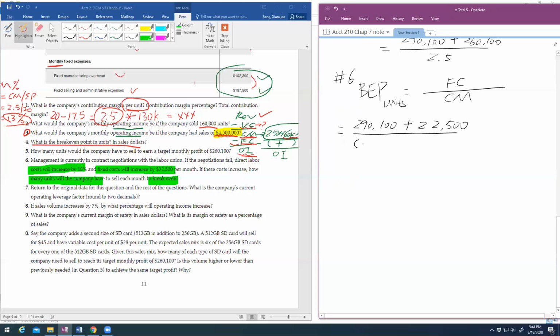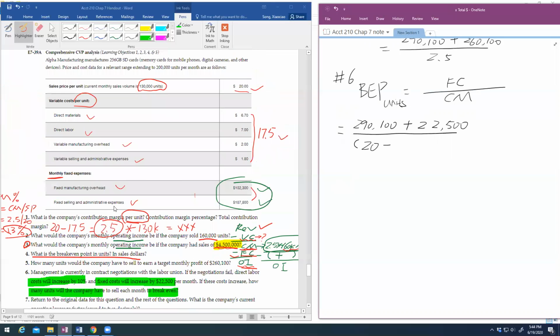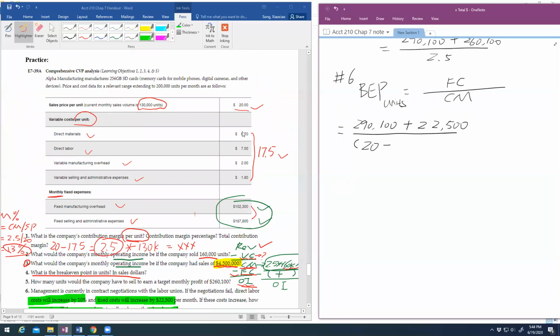Contribution margin is always your selling price minus all the variable costs. Our selling price is 20. For all of the variable costs, remember, your direct labor cost will increase by 10%. Okay, now let's look at all the numbers. Direct material is the same, right? It will still be 6.7.